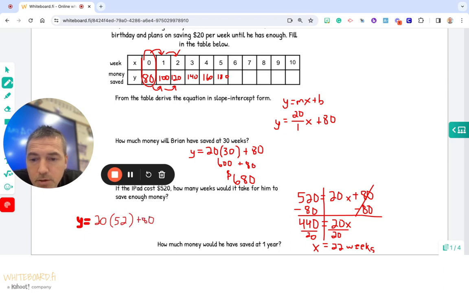So again, I know I got to do multiplication first. 20 times 52 is 1,040. And 1,040 plus 80 is 1,120. So to save $1,120, it would take 1 year, 52 weeks. All right, I hope that was helpful.